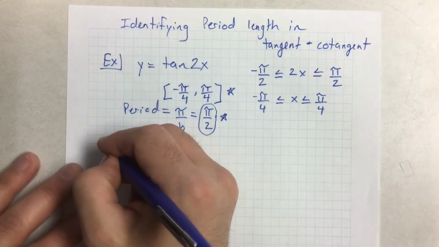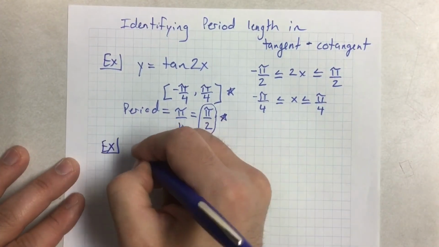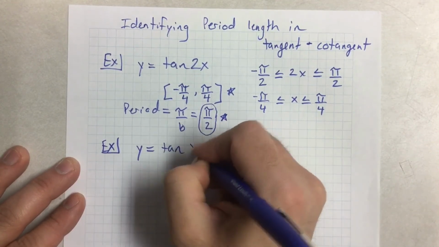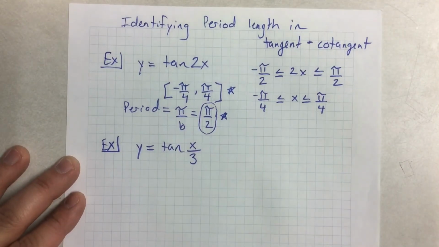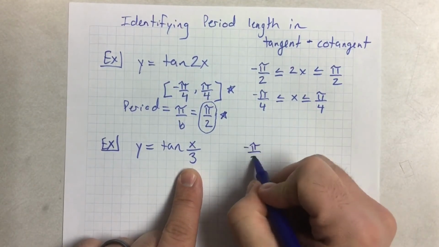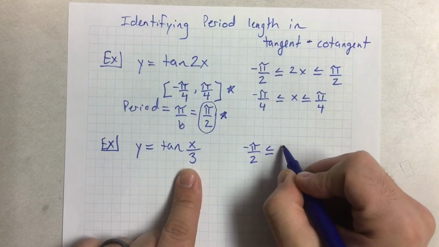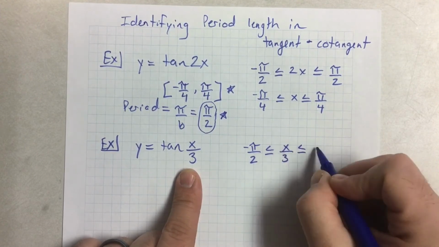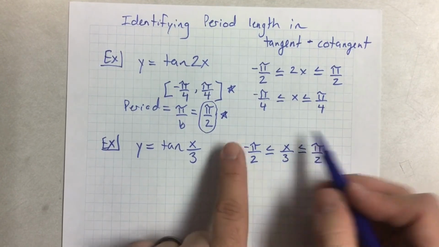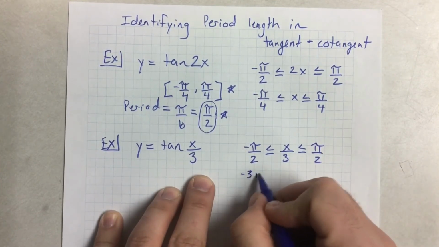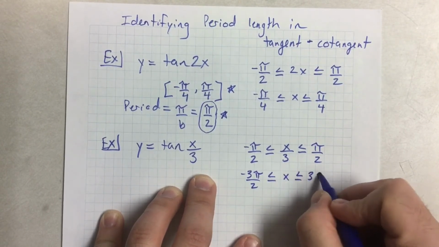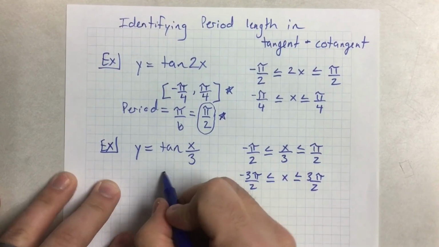Let's try another. Say we have y equals tangent of x divided by 3. Let's see what happens here. So negative pi over 2, x divided by 3, positive pi over 2. To solve for x, we multiply each side by 3. That gives us negative 3 pi over 2, x, positive 3 pi over 2. So we have our interval.